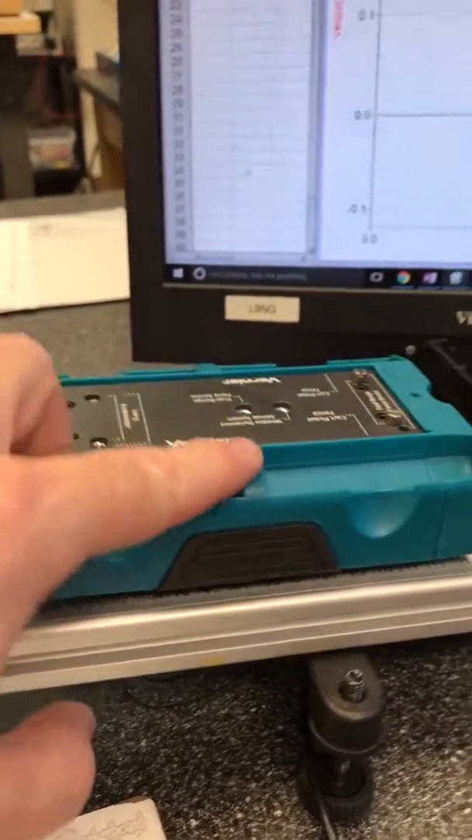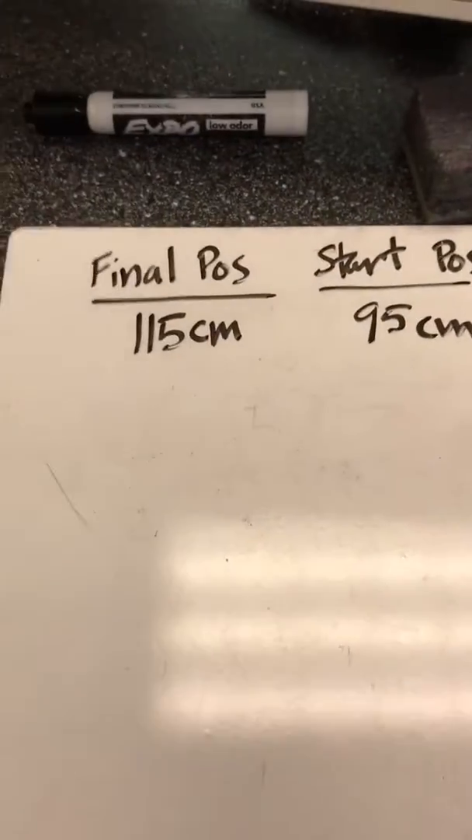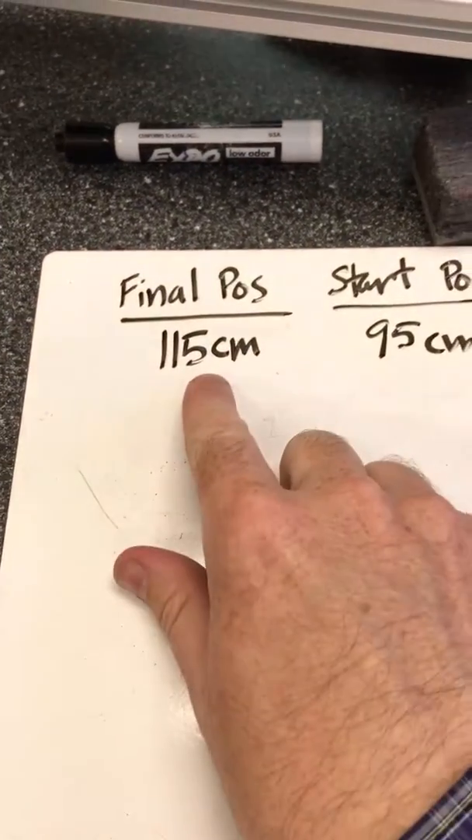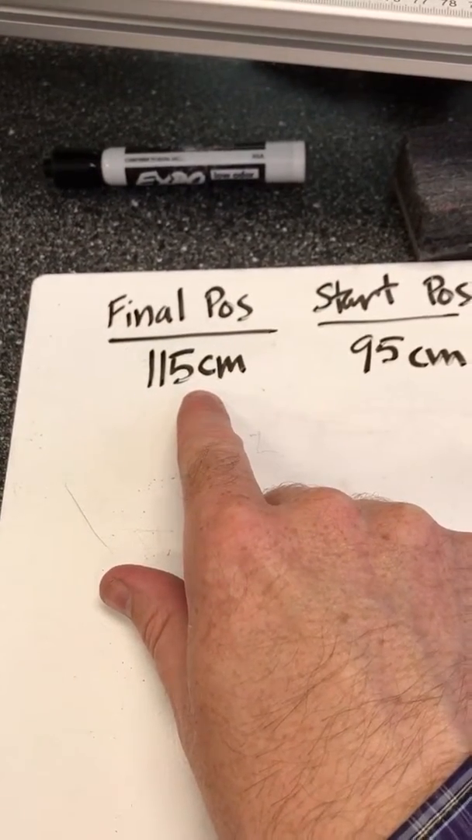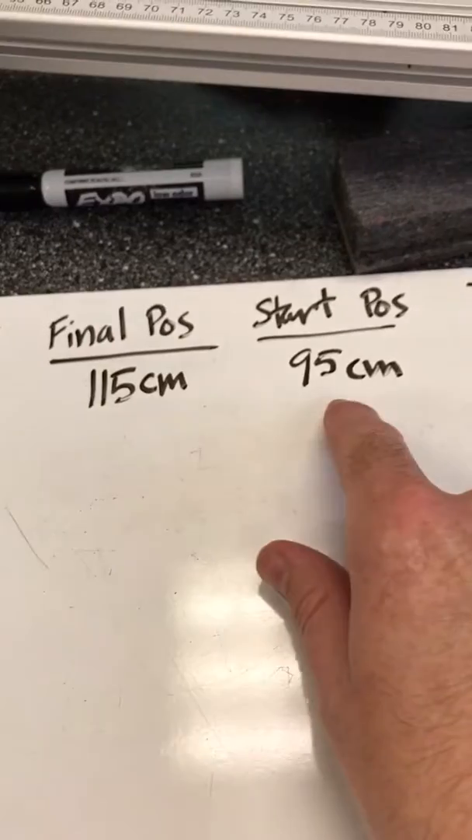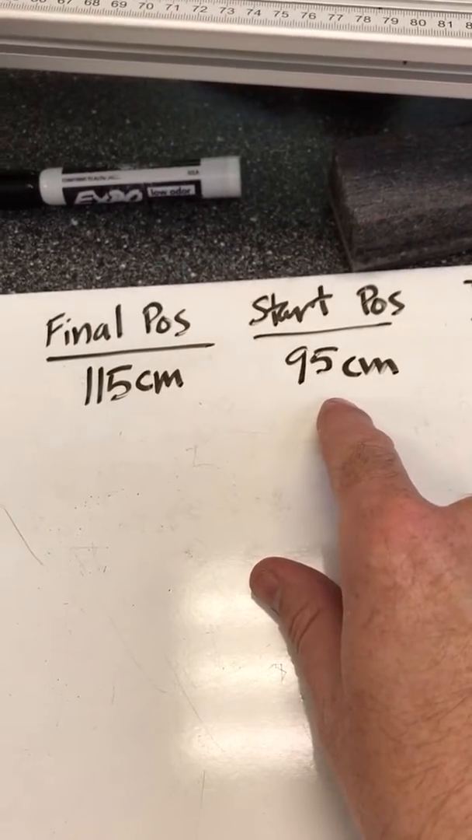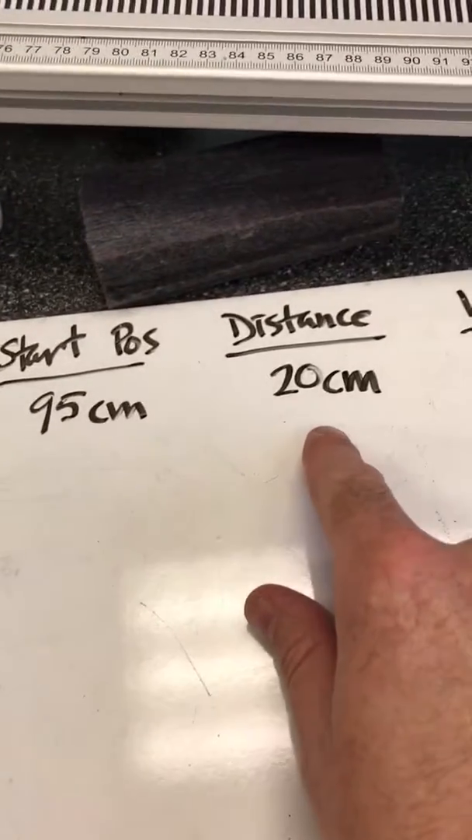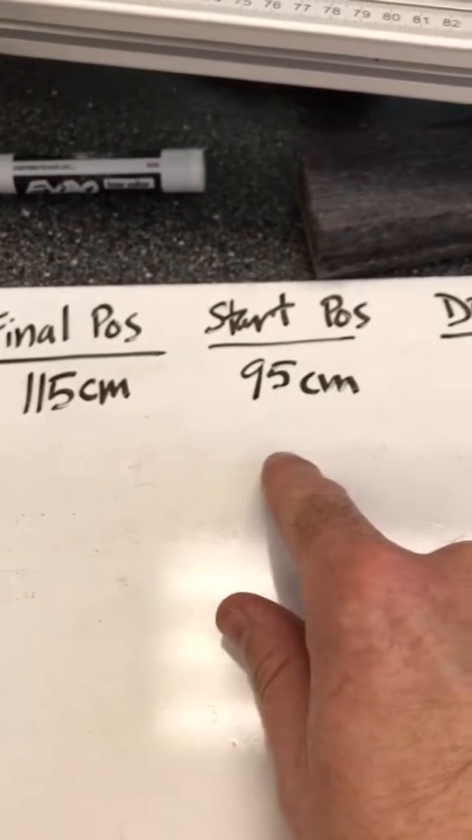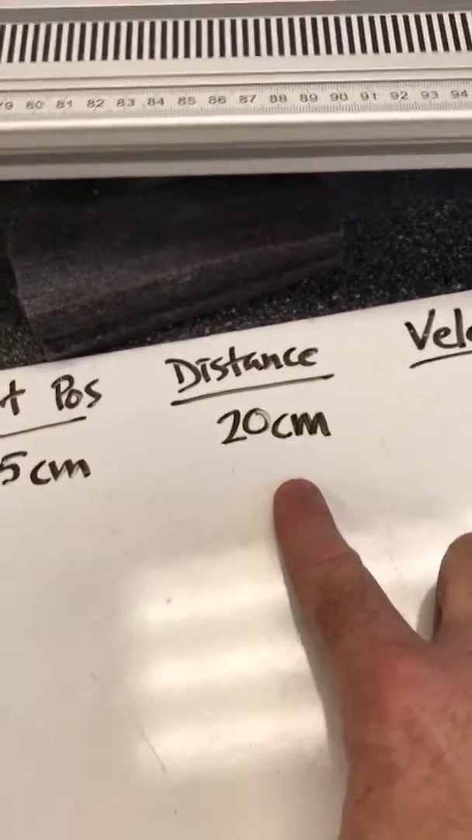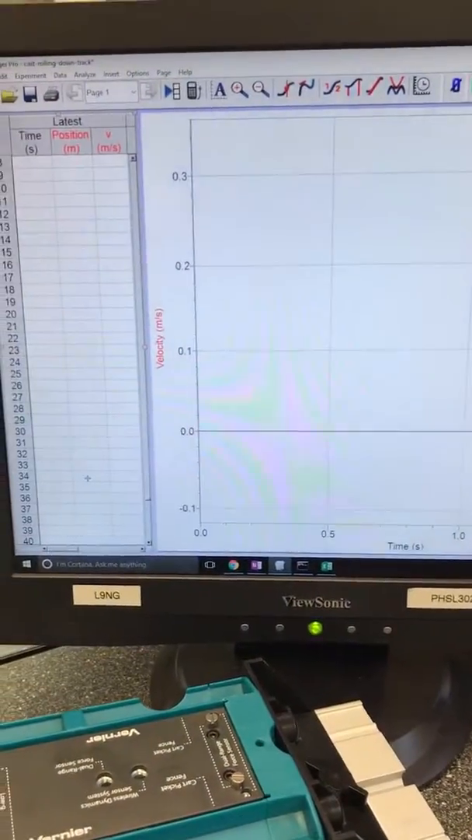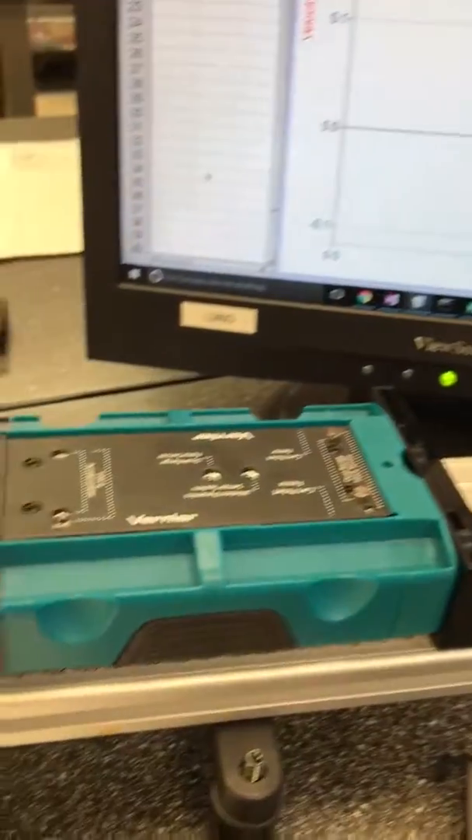So let's talk about some of the data that you need to probably write down on paper or a whiteboard. The start position of the track is 115 centimeters. The starting position is going to be 95, and the distance is 115 minus 95, or 5, 10, 15, 20 centimeters. We're going to use LabQuest to tell us how fast the cart hits the end stop.